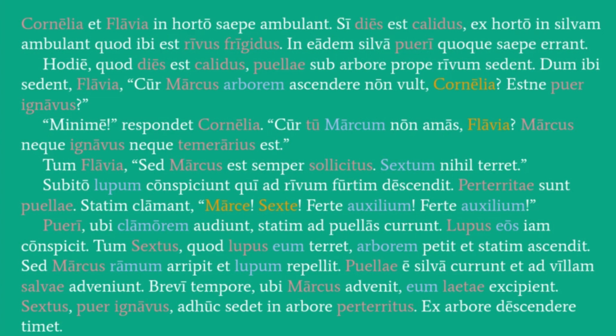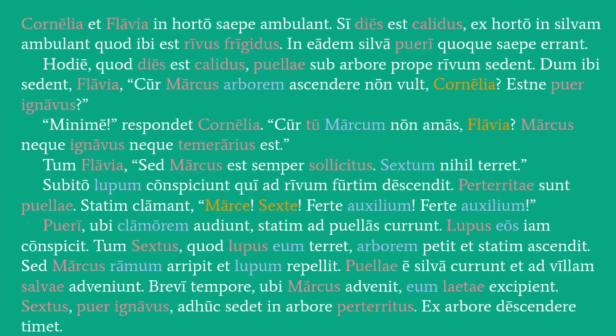Statim clamant, so immediately they shout. Marce, Sexte, ferte auxilium, ferte auxilium. Marce and Sexte, right? Marcus and Sextus are both vocative. And the reason they're vocative is because she's calling them by name. So she shouts out, Marcus, Sextus, bring help, ferte auxilium, right? Bring is a command, right? Another imperative. We've seen a few of these. You're going to learn how to form them in a chapter coming up pretty soon. Auxilium is the direct object. It's what they're asking them to bring, right? Bring help, bring help.